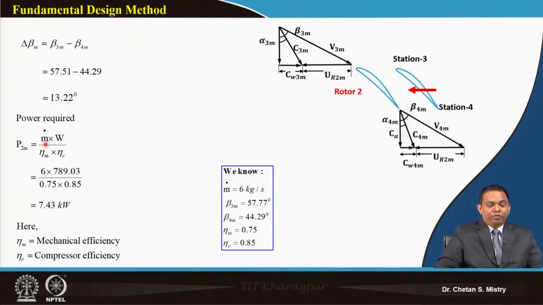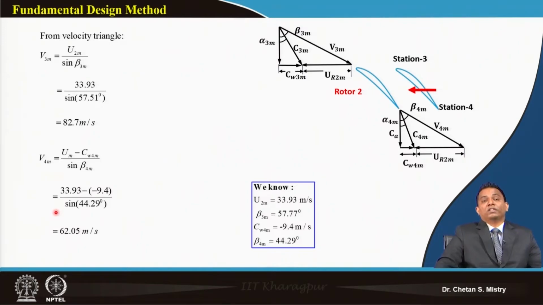So we will be calculating what will be the power required for rotor 2. Here, again we are assuming our mechanical efficiency for rotor 2 also to be 75%, and our efficiency for the compressor we are assuming 85%, that's what is coming, say, 7.43 kilowatt.